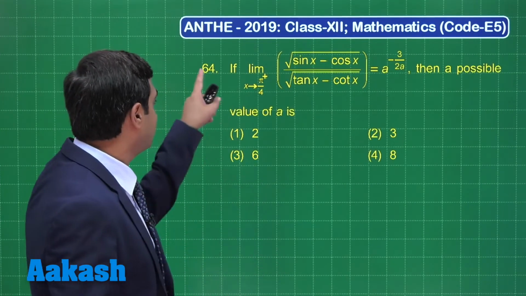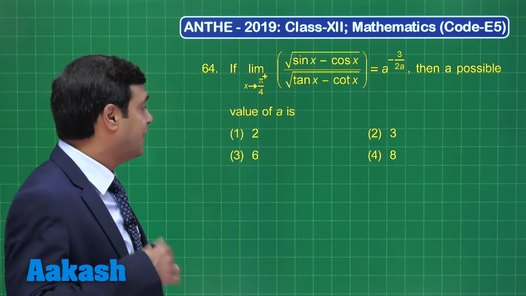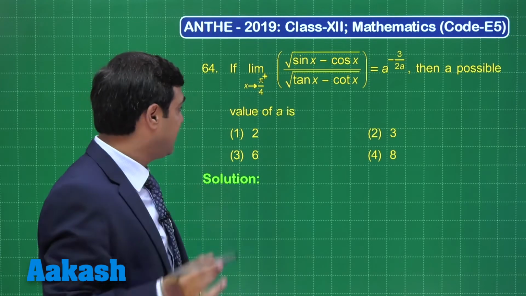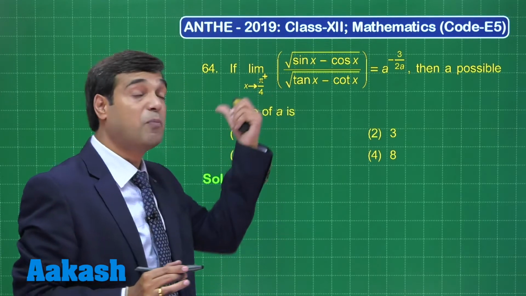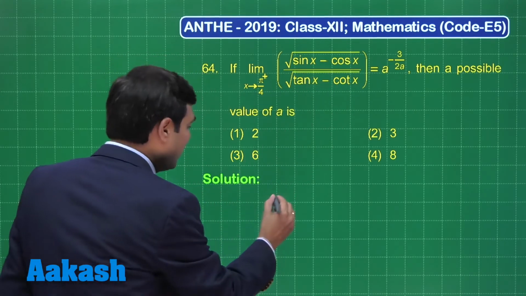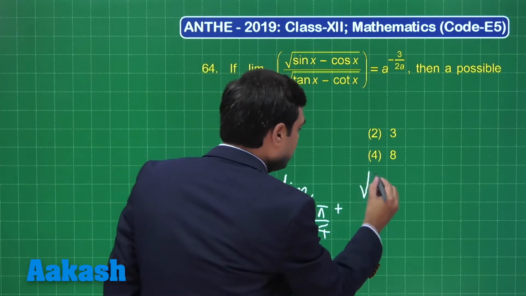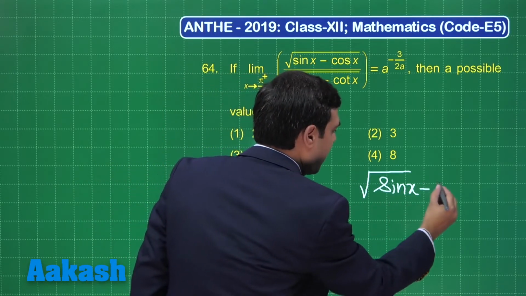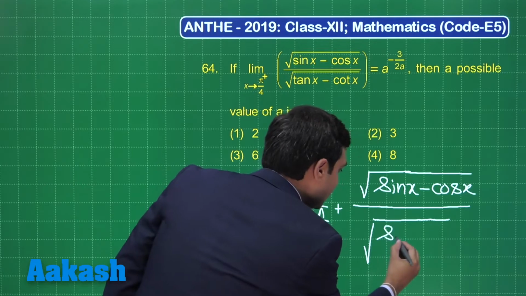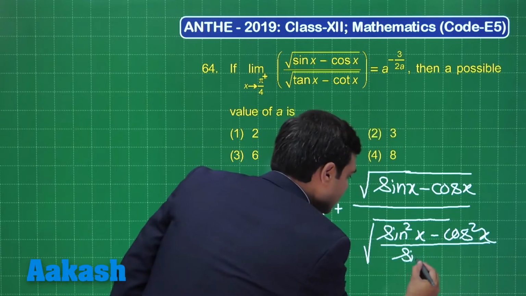So let's consider question number 64. If limit x approaching pi by 4 plus of this term is a to the power -3 by 2a, then a possible value of a is. Let's try this one. Here you can see sin x minus cos x is definitely positive when x is approaching pi by 4 from the positive side, right? Similarly, tan x is greater than cot x, so this value is also positive. I can read this as limit x approaching pi by 4 plus root of sin x minus cos x divided by root of (sin square x minus cos square x) divided by sin x cos x.